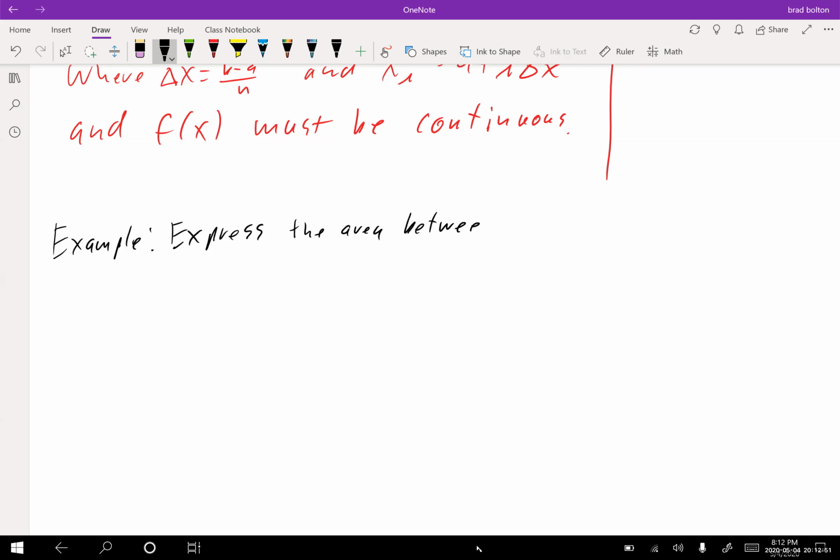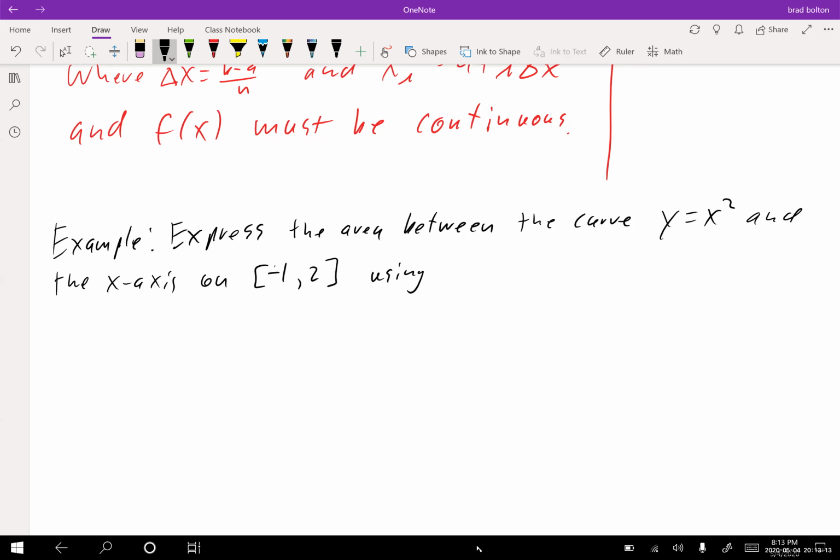So it says express the area between the curve y equals x squared and the x-axis on the interval -1 to 2 using the above definition, okay? Or the infinite Riemann sum, the limit of the infinite Riemann sum.